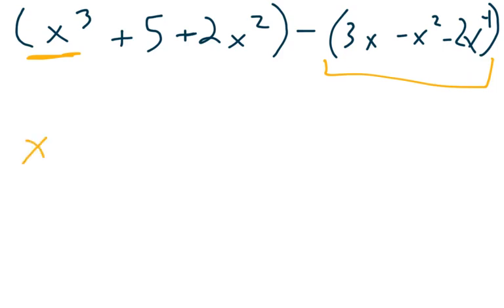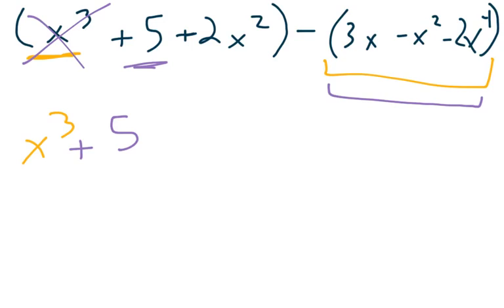No. So that one is just going to be by itself. So I'm done with that one. And then here I have 5. Now, are there any regular numbers on this side that can go with it? Nope. So I'm just going to bring down the plus 5.